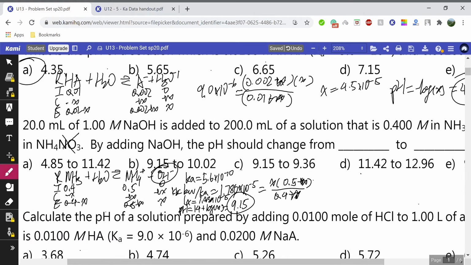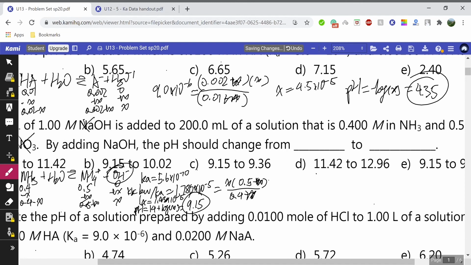NaOH is a strong base, so Na plus is going to be a weak conjugate acid. So we're going to remove Na, and we're only adding OH into it. Because we're adding OH, we're going to be using this part of the equation, NH4 plus and the OH part, because when we add OH, it will only react with the NH4.